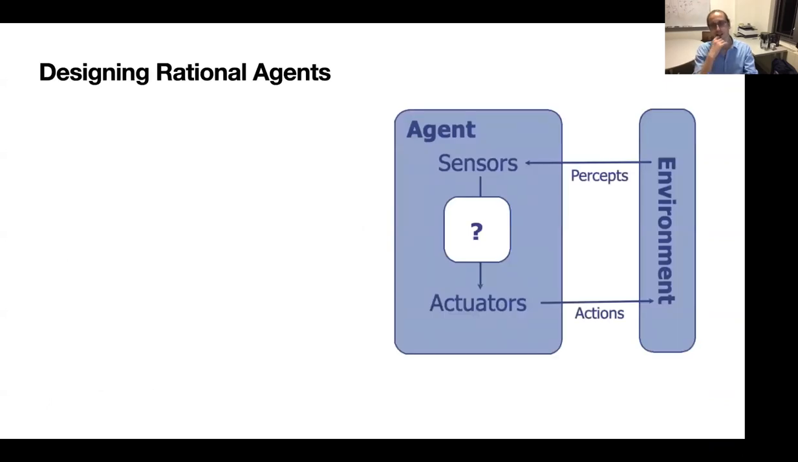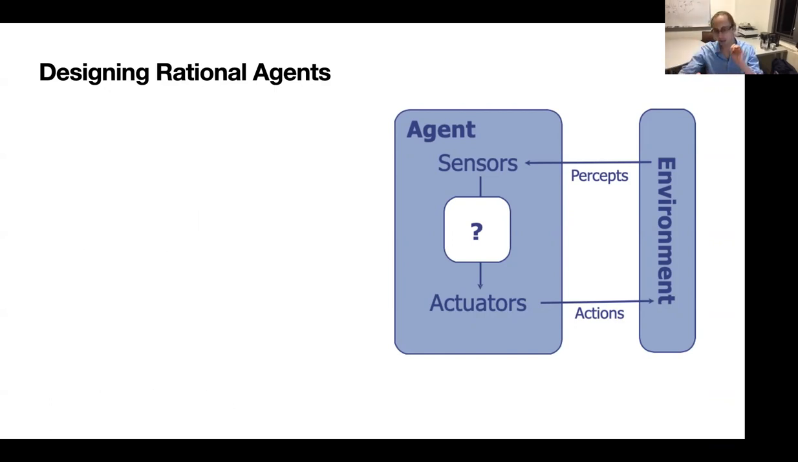So how do we design rational agents? Well, we'll talk a bit more in depth into the class. We'll do some reinforcement learning and Markov decision processes. But the idea is that we have an agent that is our robot, and it has some sensors.